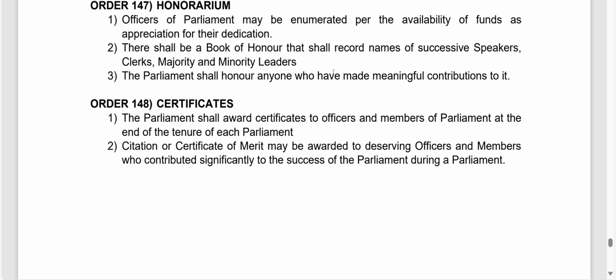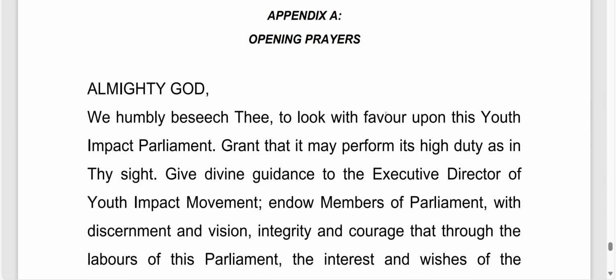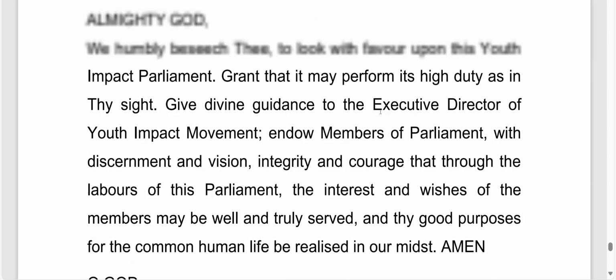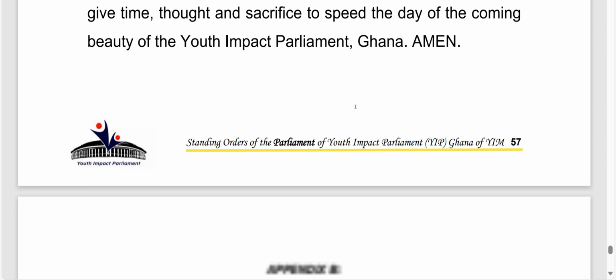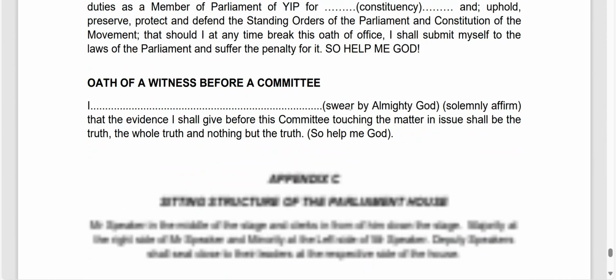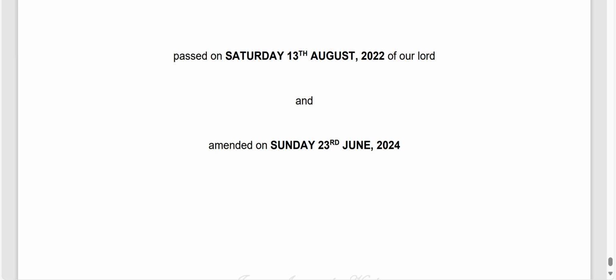Yes, so honorarium. We actually give you certificates at the end of your tenure. The leaders' names are put in the book of honors. So that is it for the standing orders of Parliament. This is the prayer that the speaker will read. It's graciously printed over here. So when you are a committee chair, you have to read the same prayer as well. Their oaths are here, and that is it for the standing orders of Parliament.